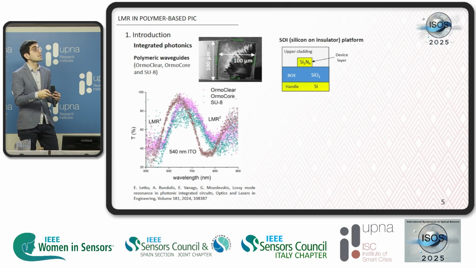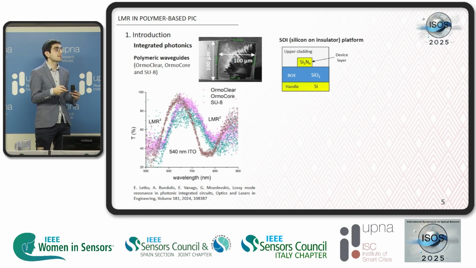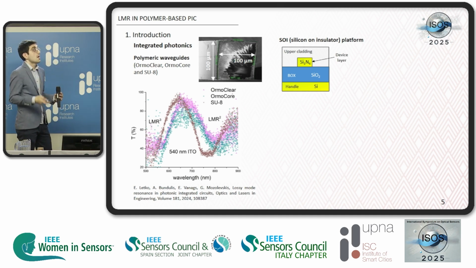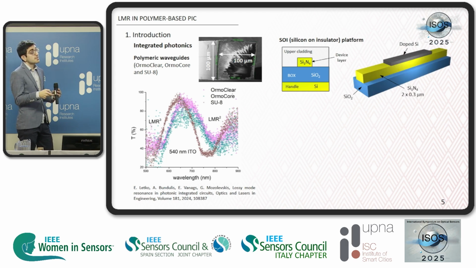So silicon on insulator, you have a handle layer made of silicon, then you have a buried oxide of a few microns made of silicon dioxide, and then you have the device layer, which is usually silicon, but you can also use, as here, silicon nitride. And then you have the upper cladding, which can be again silicon dioxide, or it can be air. Here it's air. So here we propose this design.